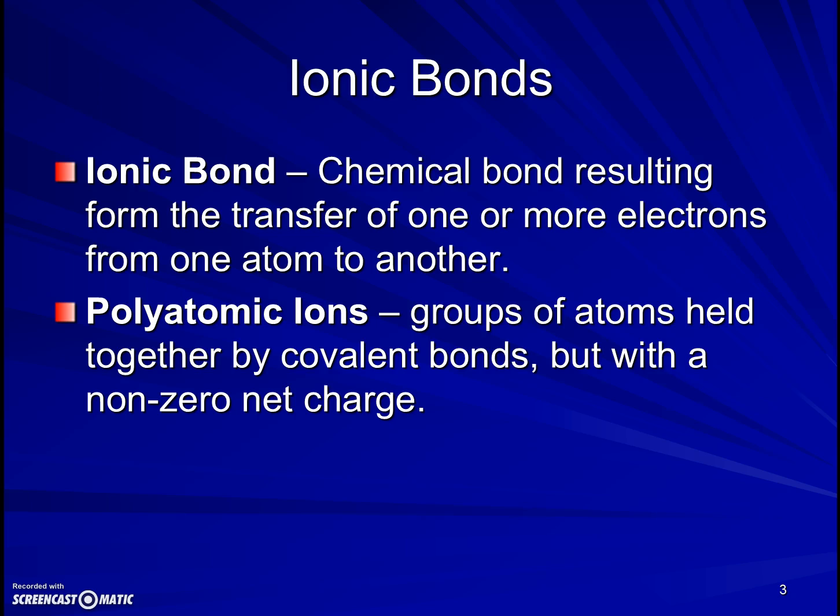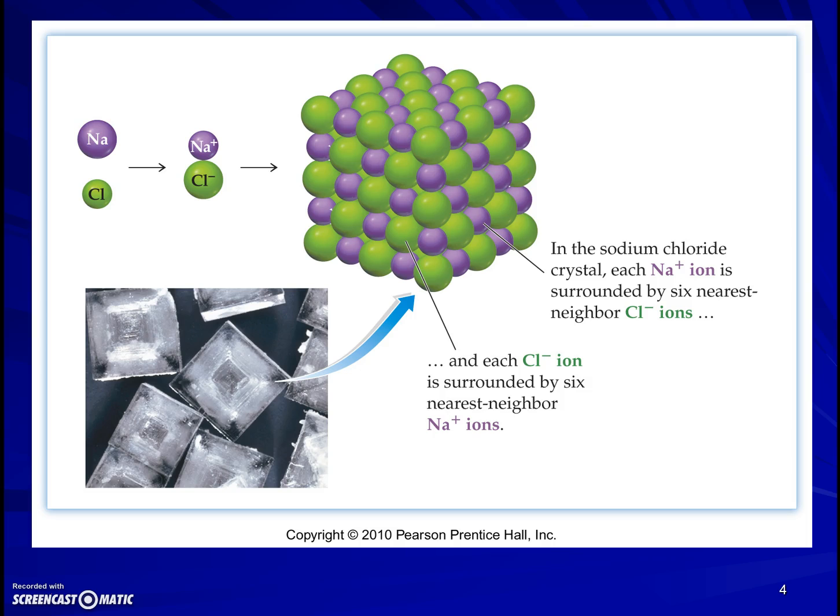A polyatomic ion, and we've learned some of the names of these earlier in the course, is a group of atoms that are held together by covalent bonds. So they're like molecules, except that in order to fit together, in order to be stable, they have gained or lost some number of electrons in that formation. So they'll have a net charge that's not 0. Some of them can be positive, like ammonium ion, and many of them are negatively charged.